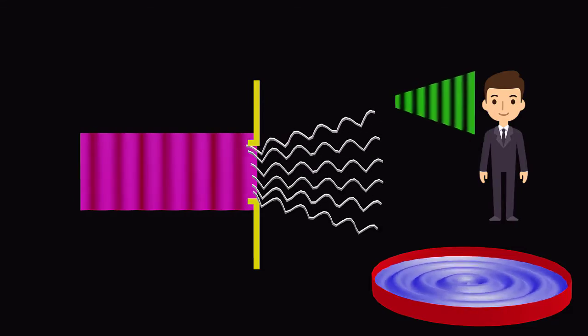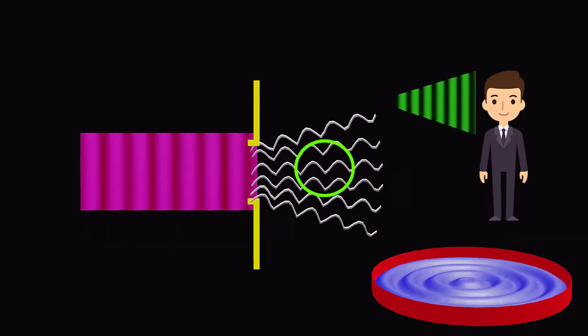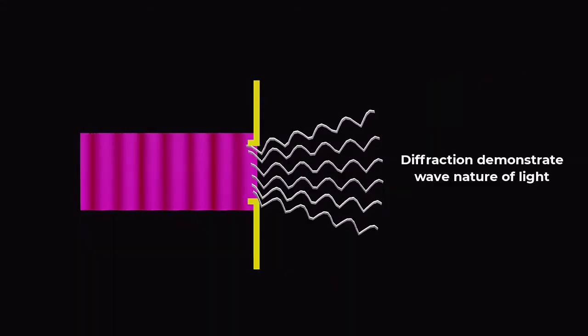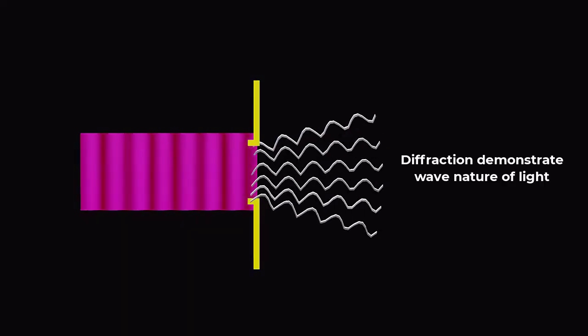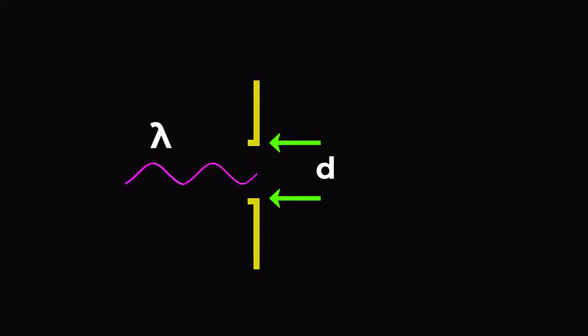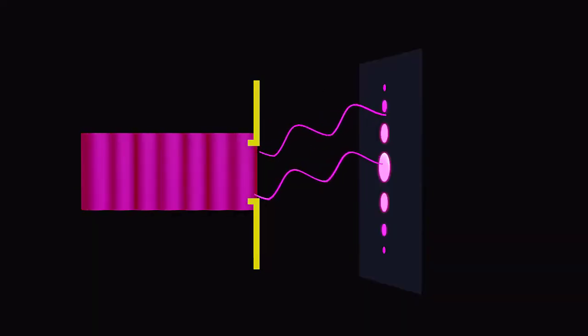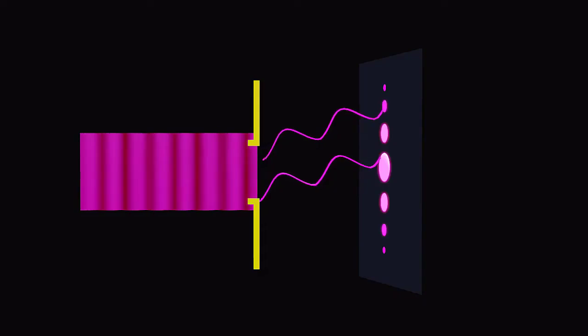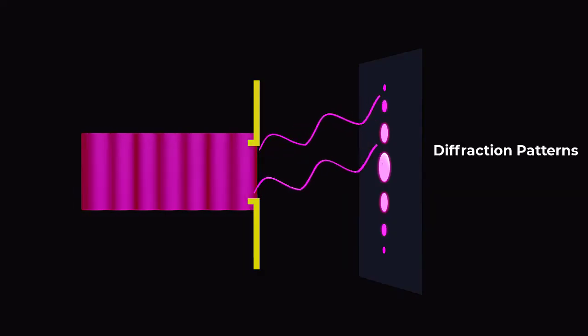Diffraction can be observed with all types of waves, including sound waves, water waves, and electromagnetic waves such as light. Diffraction of light demonstrates the wave-like properties of light. When light waves encounter an obstacle or slit which is comparable in size to the wavelength of the light waves, they bend around the edges of the obstacle, creating a pattern of alternating dark and bright regions known as diffraction patterns.